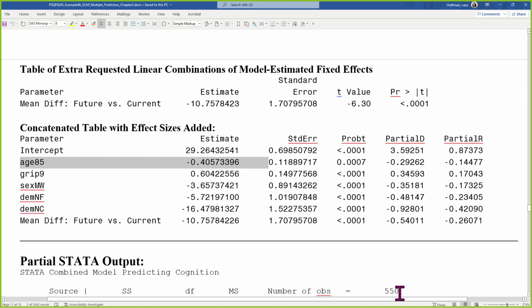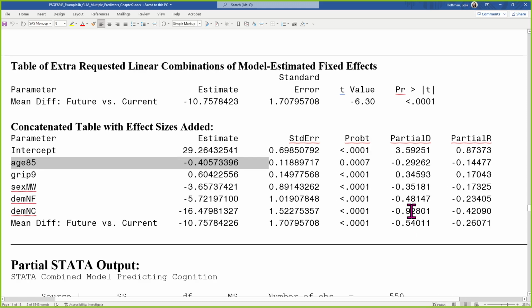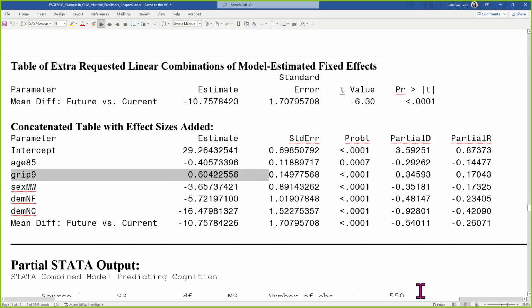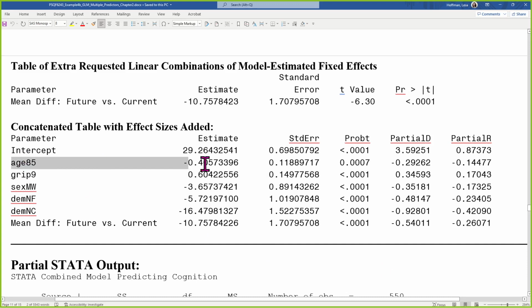What happens to your cognition if you're older than 85? Yeah, it goes down. It goes down by 0.4 per year of age. What happens to your cognition if you're stronger than 9 pounds? Increases 0.6 per pound. So again, not wanting to use the word unit, right? We want to put the units in, help your reader out. So it's per year of age, per pound of grip strength.